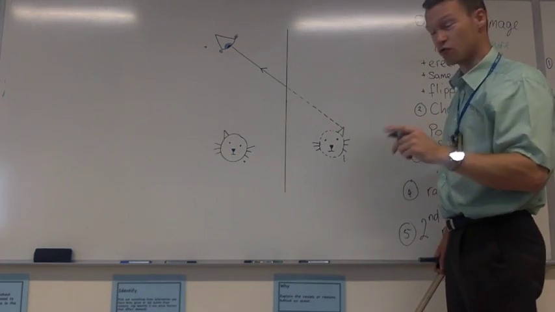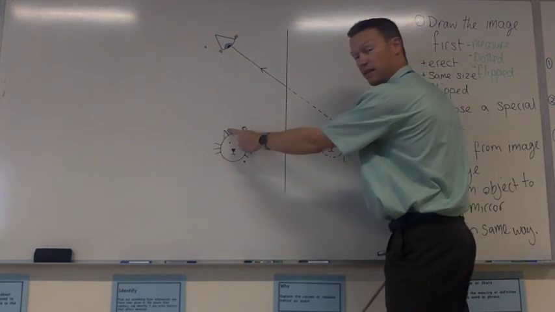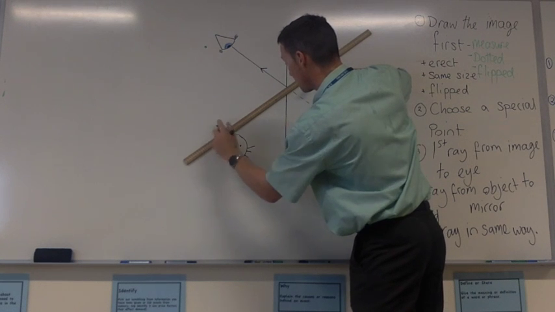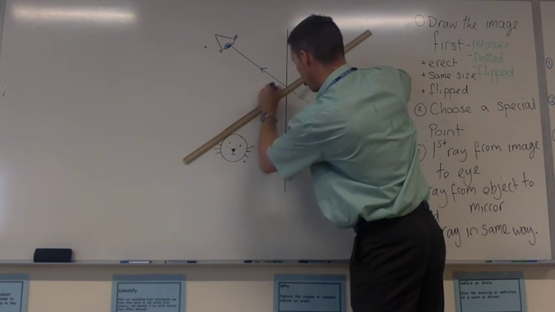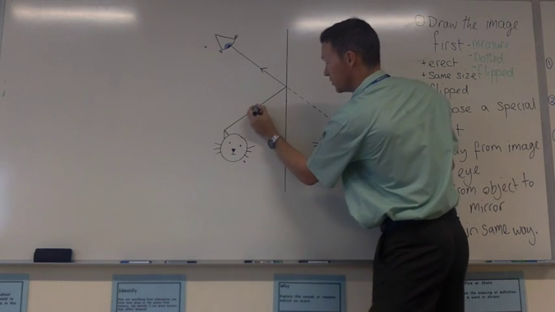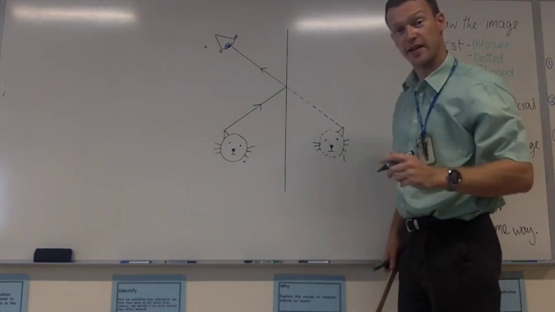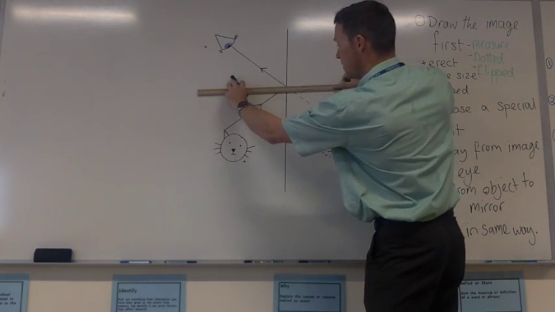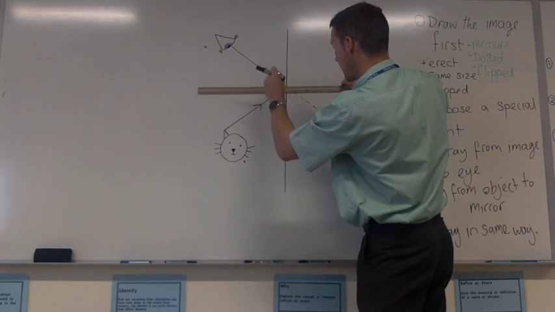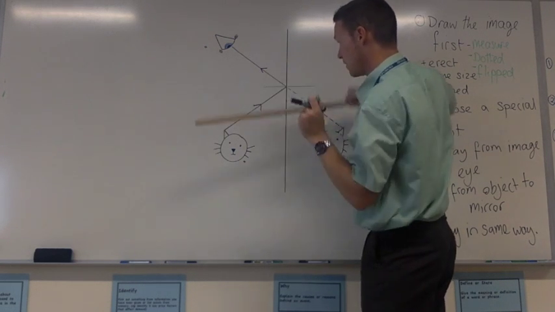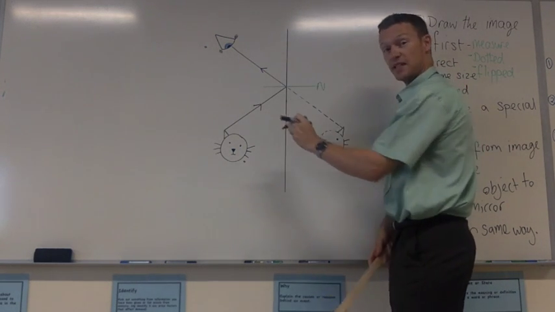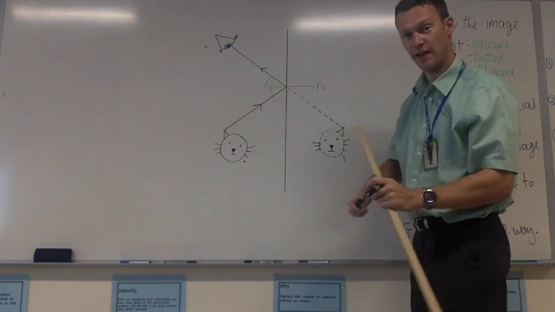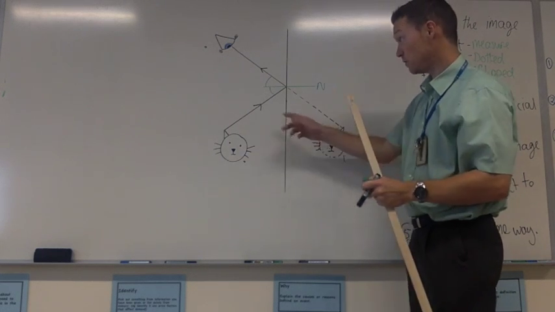The next step is to draw a line from the real object to the mirror, and draw in the direction it goes. So there it is, it's going in, and if you're clever, you'll have noticed that the normal line that would go in here, N for normal, is at the same angle going in and coming out. The incident and reflected rays are the same. That's the first one done.